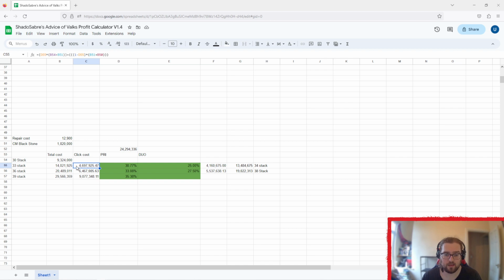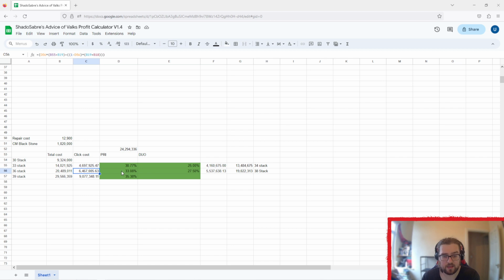That one click is 4.697 million, which means for the cost of a 33 fail stack, we add the cost of a 30 stack, which again is guaranteed, that will never change. Well, changes depending on the price of blackstones, plus the cost of that click. So it's 14 million. And then you basically go, okay, so now it's a 33% chance of success with a Pry. So then that click will cost you 6.467 million.